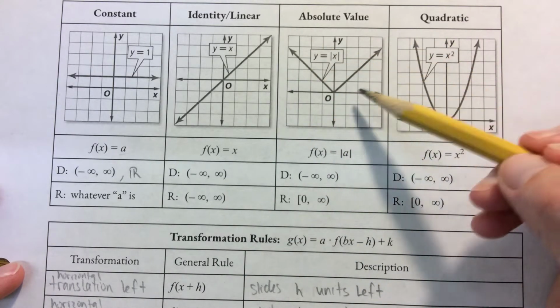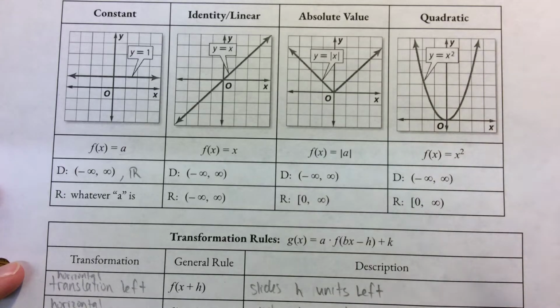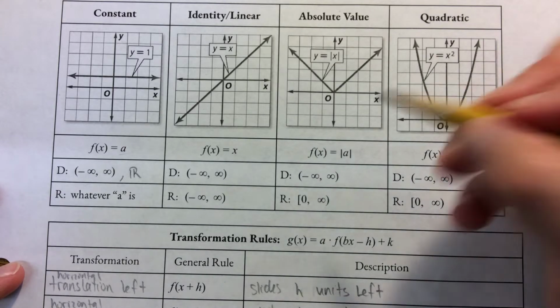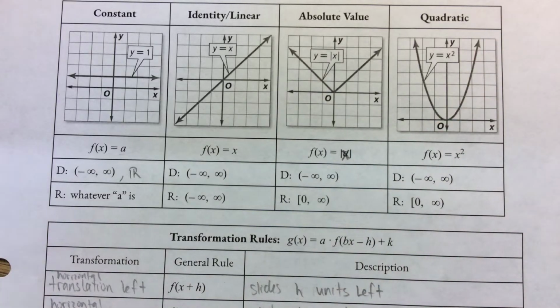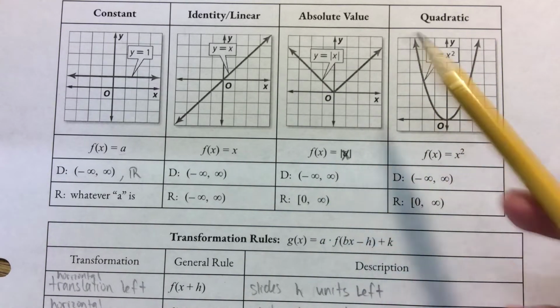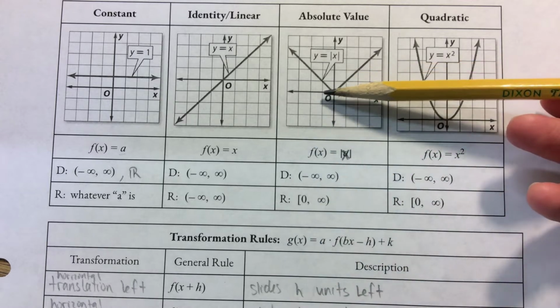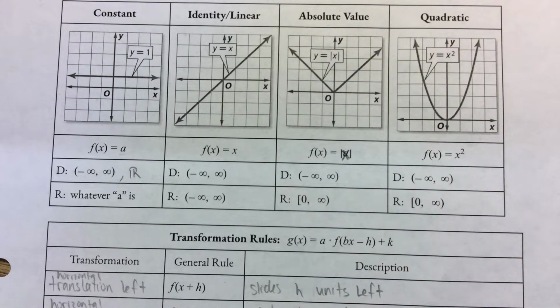Absolute value makes the V shape. This is the general graph of that. This should be an x in here. That needs to be fixed. Okay. And so the domain is all real numbers. The range, though, is starting at 0 and going up on the general function. Same thing with the quadratic here, which makes the parabola shape.